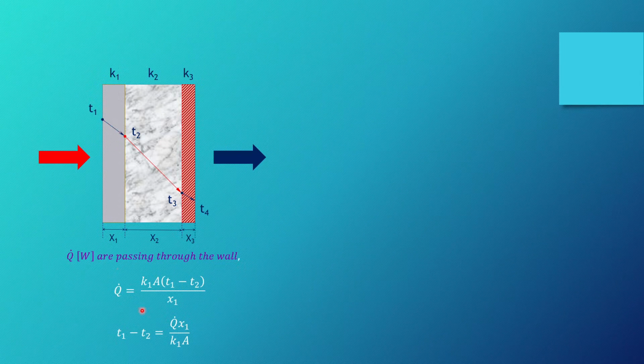Manipulating this equation, we have T1 minus T2 equals Q dot X1 over K1 times A, where A is the area. And this is the Q dot for the second layer. The Q dot, which is the heat transfer rate, should be constant throughout the 3 layers. The only thing is the temperature difference: it drops slightly or it drops more, depending on the type of material. Then you have the Q dot for the third layer.